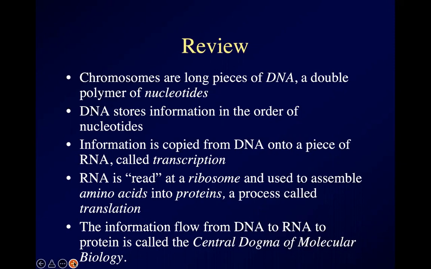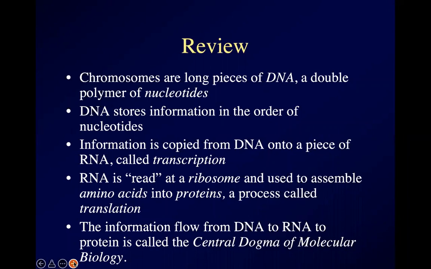Well, DNA, as Watson and Crick and Rosalind Franklin worked out, is a double polymer of nucleotides. Remember, a polymer is any kind of molecule that consists of a bunch of subunits strung together in a very long line. So DNA is a double polymer, two polymers wrapped around each other in the famous double helix shape. What does DNA do?